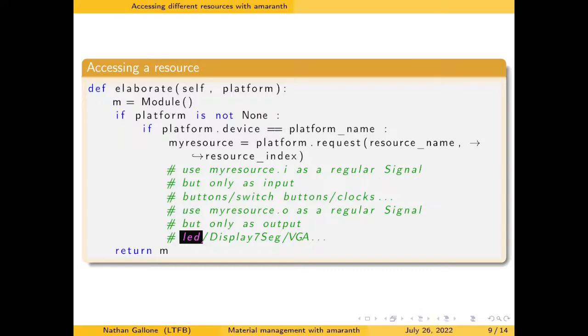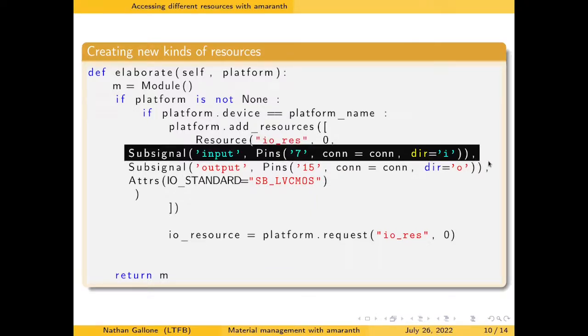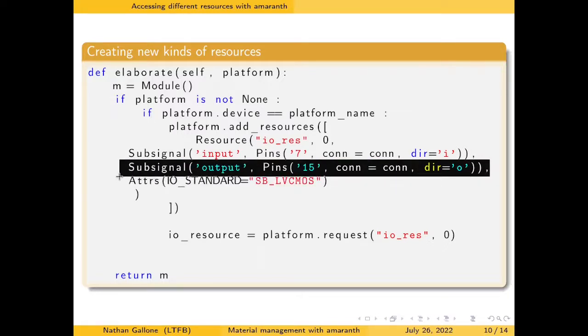But one thing that is interesting is that you can also create your own definition of a resource and add it to the platform you are using. And to do so, you can use the method add_resources to describe a new resource. So it takes the form of a name, an index, and a sublist of signals which describe the inputs or outputs you wish to use for your resource.